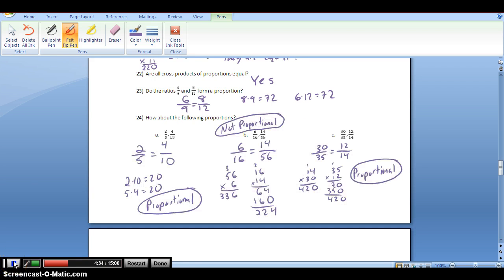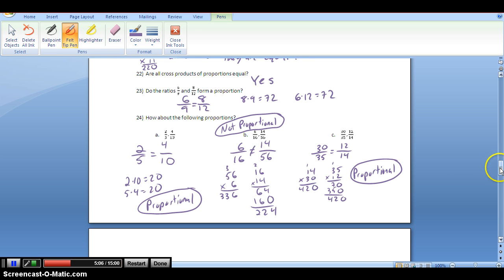So now looking at the first one in A, the cross products both came out to be 20, so these two fractions are proportional. In B, one of the cross products came out to be 336, the other 224, so these two fractions are not proportional. And in C, both of the cross products came out to be 420, so these two fractions are proportional. So this one I'm going to change to a not equals because it is not proportional, not equal.